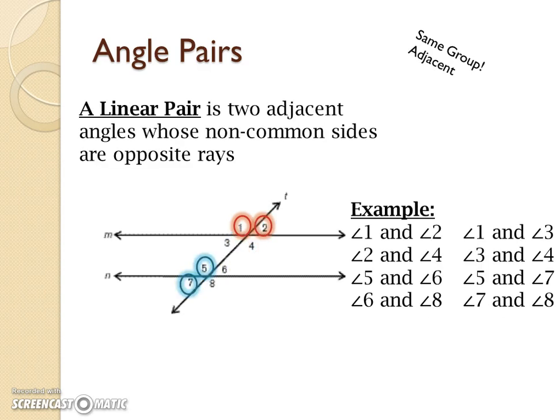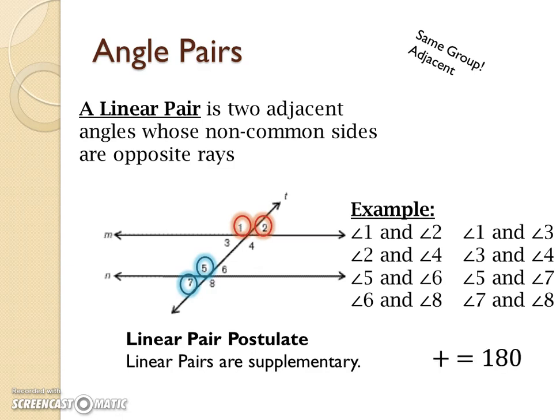The last type of angle pair is a linear pair. Linear pairs just form straight lines. So 1 and 2, 1 and 3, 2 and 4, 3 and 4. 5 and 6, 5 and 7, 6 and 8, 7 and 8. So there's 8 different pairs. They are adjacent. They are supplementary, so they add up to 180.